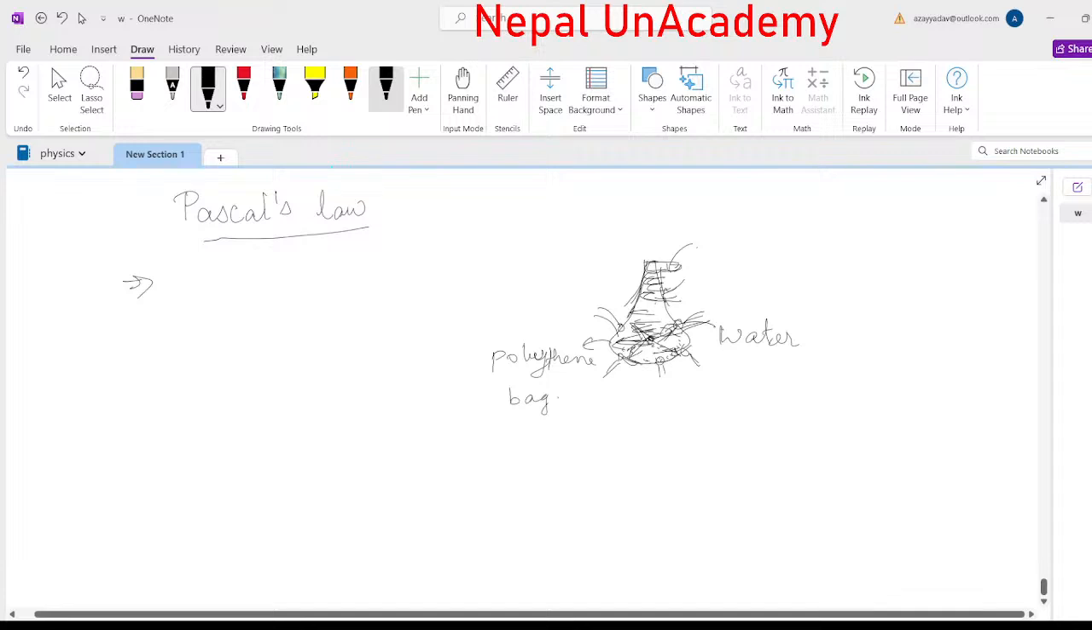So this law states: when a force is exerted at a point in an enclosed liquid, the pressure generated is transmitted normally throughout the liquid in all directions. That's what we are telling. For the verification of Pascal law, we have taken a 4-way pipe system.